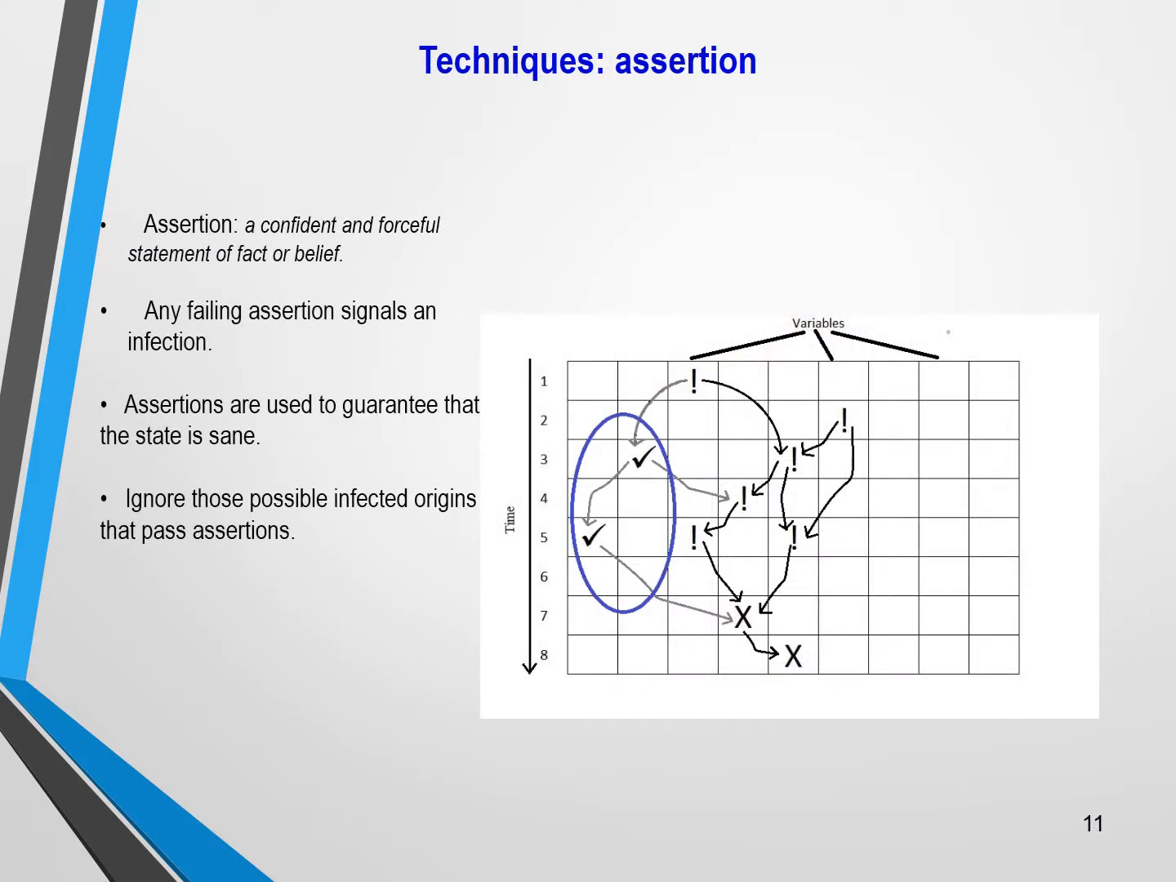Our next technique is assertion. Assertion can be defined as a confident and forceful statement of fact or belief. Now we can use assertions and they can be very helpful for us. Any failing assertion signals an infection. Assertions are used to guarantee that the state is sane. So for now, we can ignore the possible infected origins that pass assertions. As we can see here, these marked with a check mark and circled are those that passed the assertions. So once again, we don't have to worry about those for now.